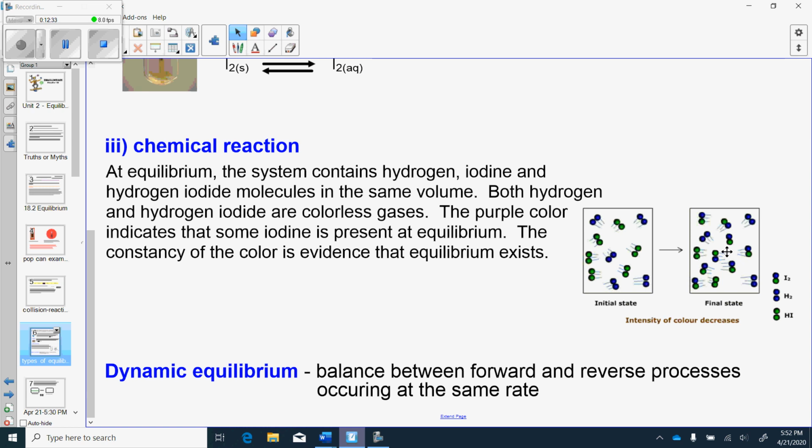So eventually what's going to happen is we have this, and I'm just looking for my cursor here, bear with me. Oh, there we go. So we're going to get this reverse reaction kicking in a little later on.